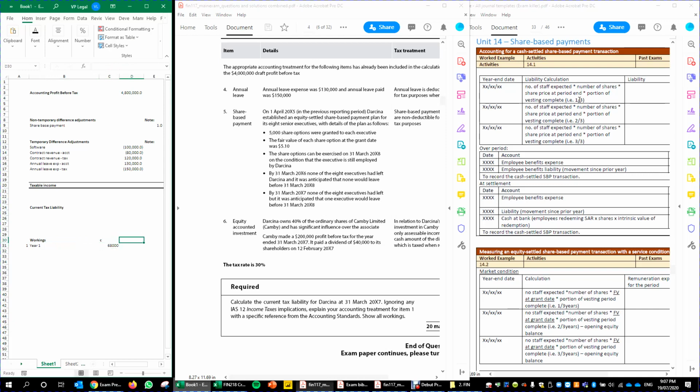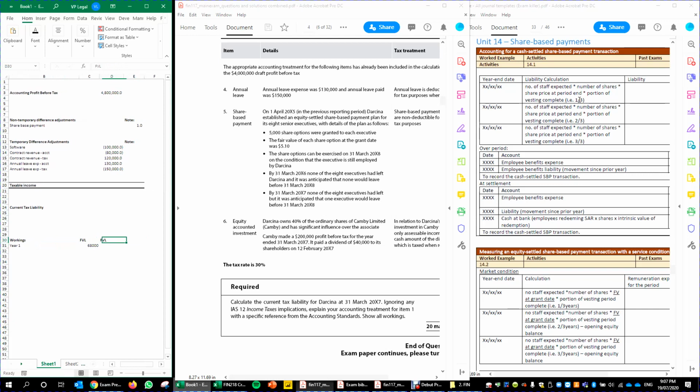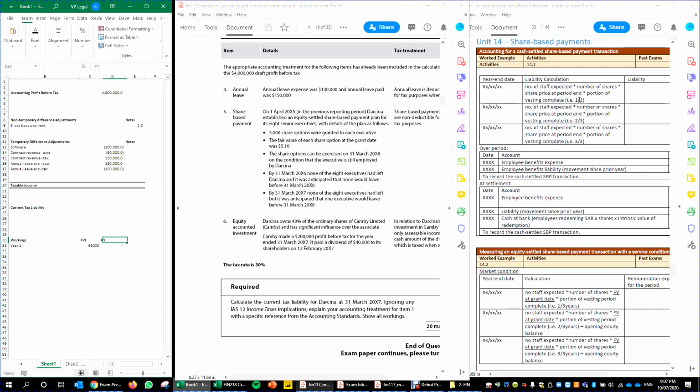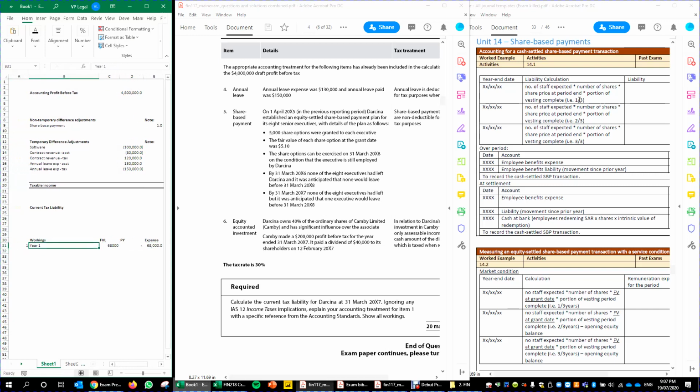And then of course we need to subtract it from the previous balance to get the expense. So in this case, the previous balance was 0. Therefore, the expense would be that minus that. So 68,000. That's in the previous year though.